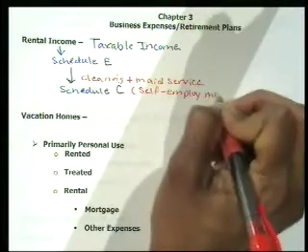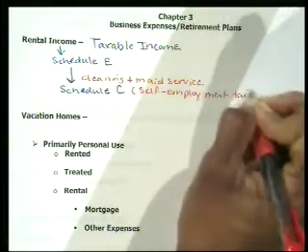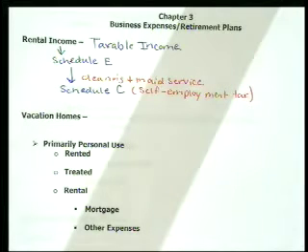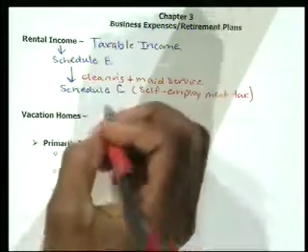Okay, that's going to be subject to self-employment tax. So that's your distinction between those two. Okay, and so we want to start off on page 3-2 where they talk about vacation homes.